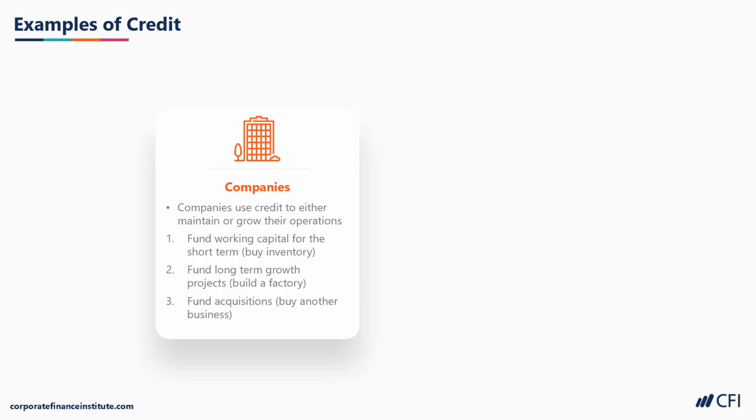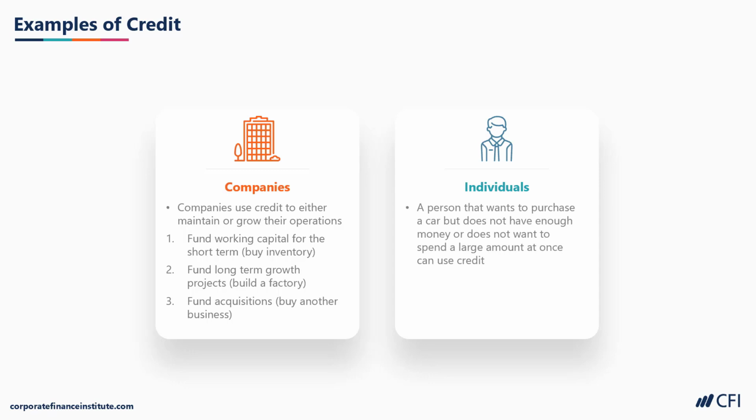On the personal side, individuals also use credit, for example, to buy a car that they can't afford in the moment, but know that they have the income to support monthly payments for. They may choose to use credit to buy a car. Or a student who wants to go to university but doesn't have any income at the time, but knows that in the future they will have income from having completed university. So they would use credit to pay for their university program.